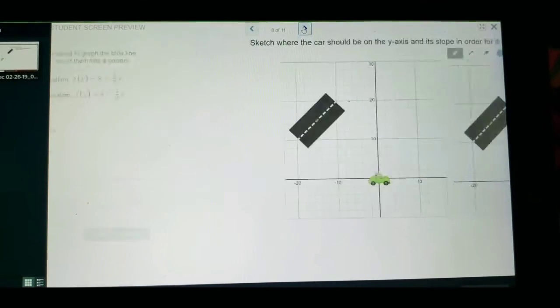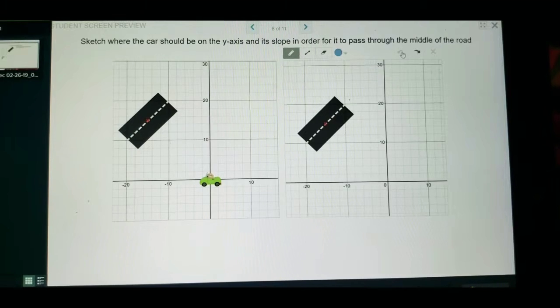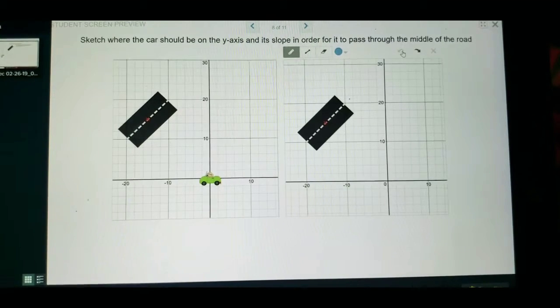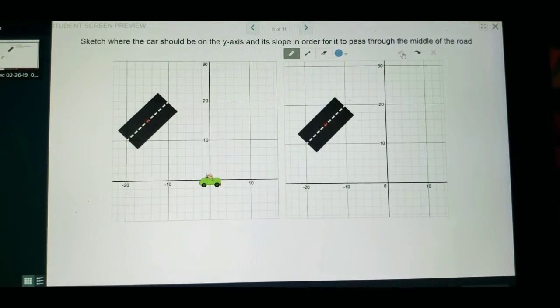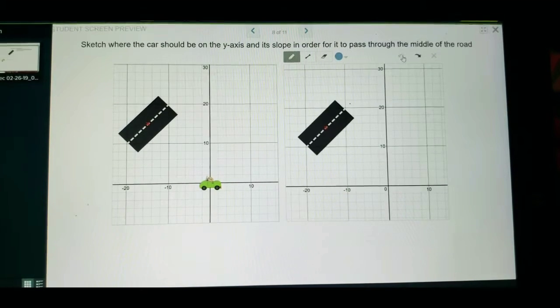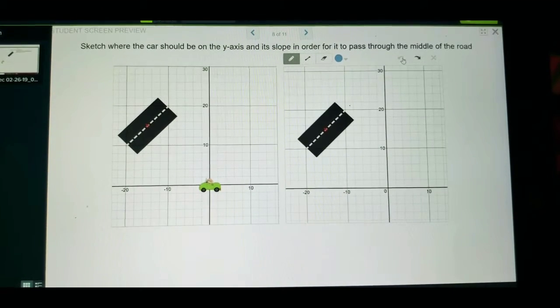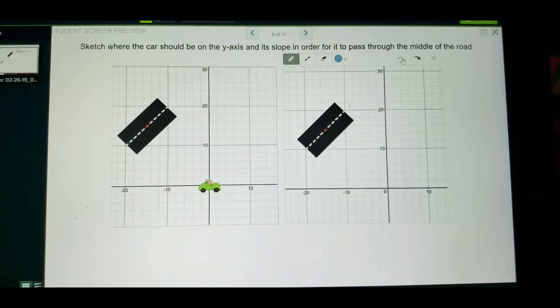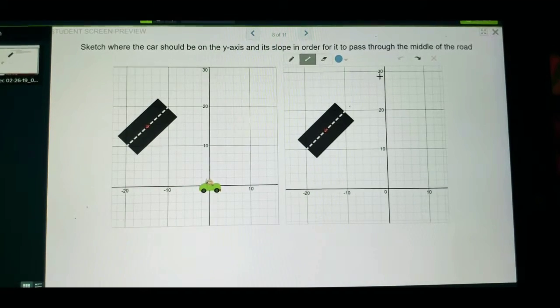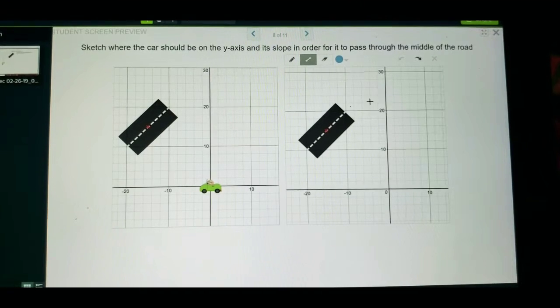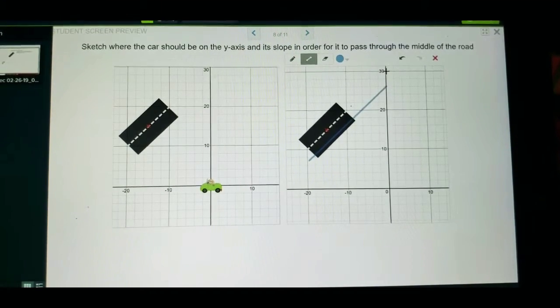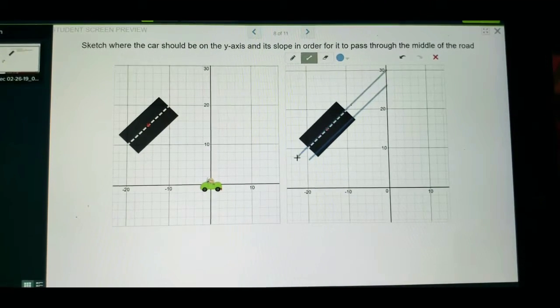Then moving on to the eighth slide. In this slide they are asked to sketch where they think the car will be on the y-intercept in order for it to pass through the middle of the road. This helps them think critically and become more engaged in the scenario. And then they can either choose, for example, let's say they choose 35. They see that nope, it's not going to pass through the middle, so then they can try another one at 30 and see that indeed it will pass through the middle of the road.